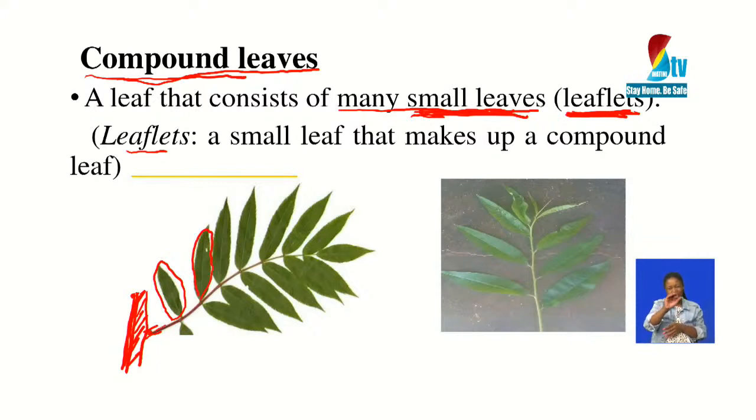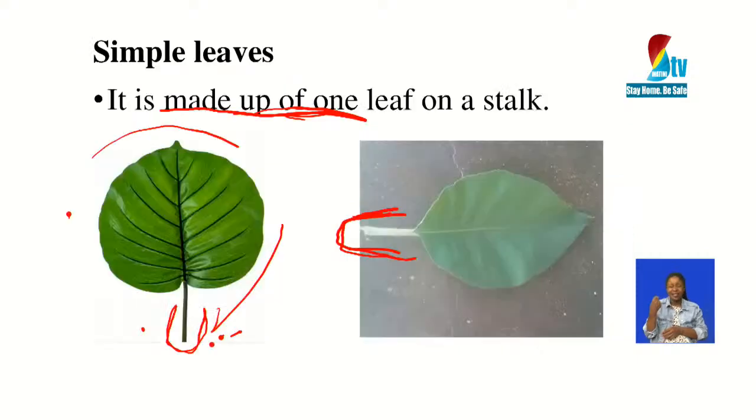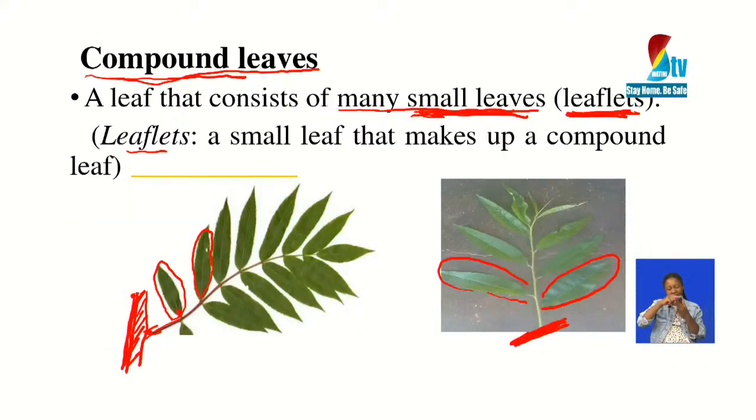They branch from the stem and have small leaves called leaflets. And also in this one, it is from a stem. In this part we have a stem. So these are the leaflets, which means these are compound leaves. Compound leaves consist of many small leaves, while simple leaves are made up of one leaf on a stalk. So that's all about compound leaves and simple leaves.